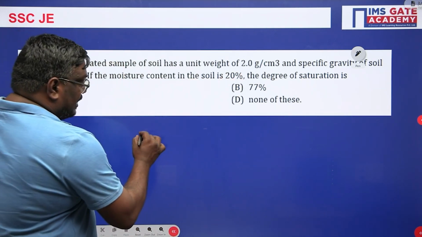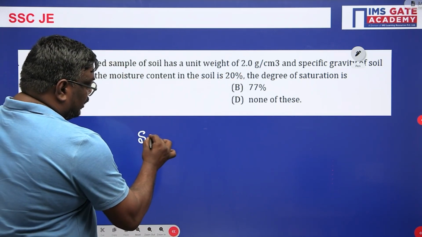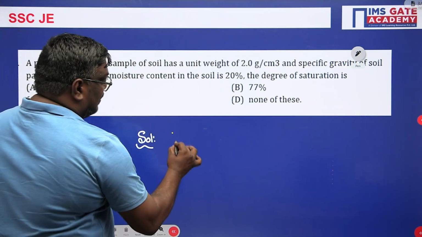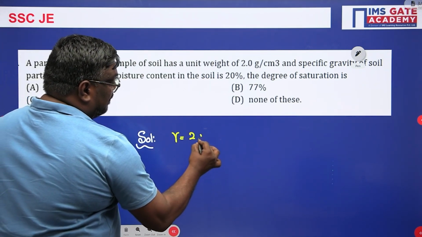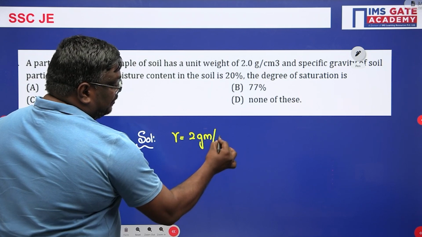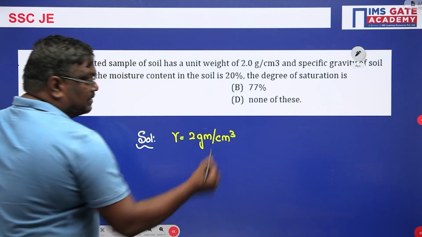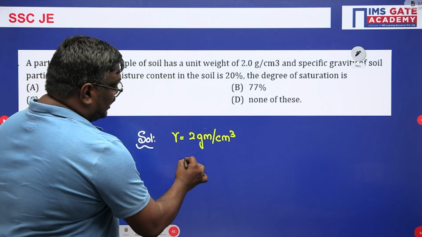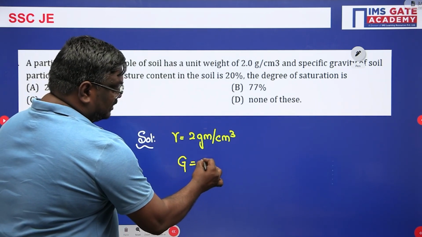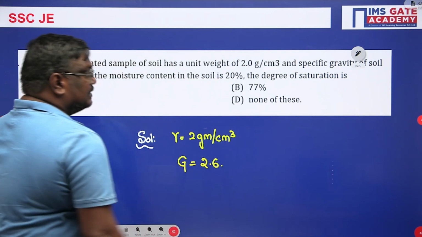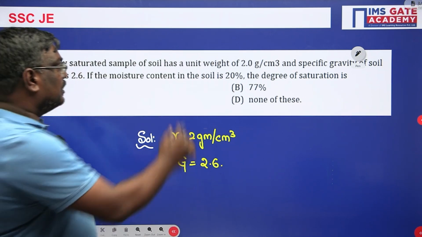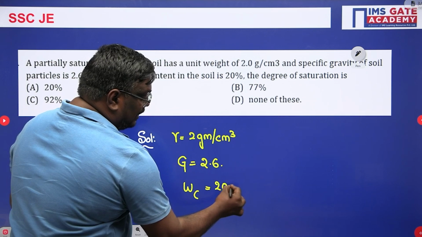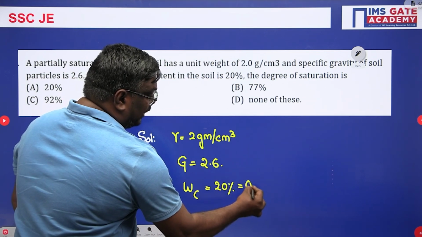So what is the given data? Here, see students, it is partially saturated, so I can take gamma is equal to 2 gram per centimeter cube, given in the question. Specific gravity, you can take the unit weight of solids as directly the specific gravity, which is 2.6. Now, my dear students, they have given the water content as 20 percent, which will be equal to 0.2.